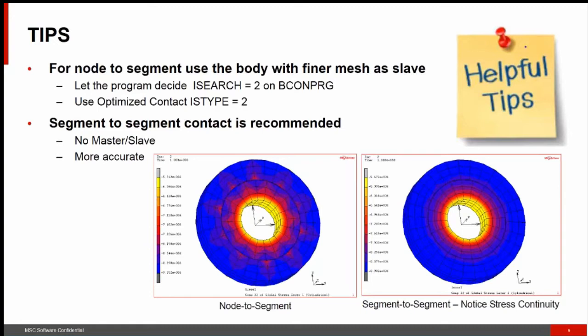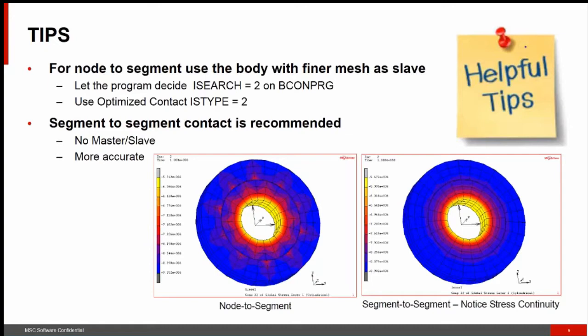Another useful tip is to use the optimized contact inside Nastran, where in this case the solver decides to do the double-sided contact with the optimization of contact constraint equations. This is another option that's available. For this one, you just set the ISTYPE equal to 2. So these may work for some examples if you don't know which body has finer or which body has coarser mesh. But in general, if you decide to switch to segment, you don't have to deal with the master and slave methodology anymore.